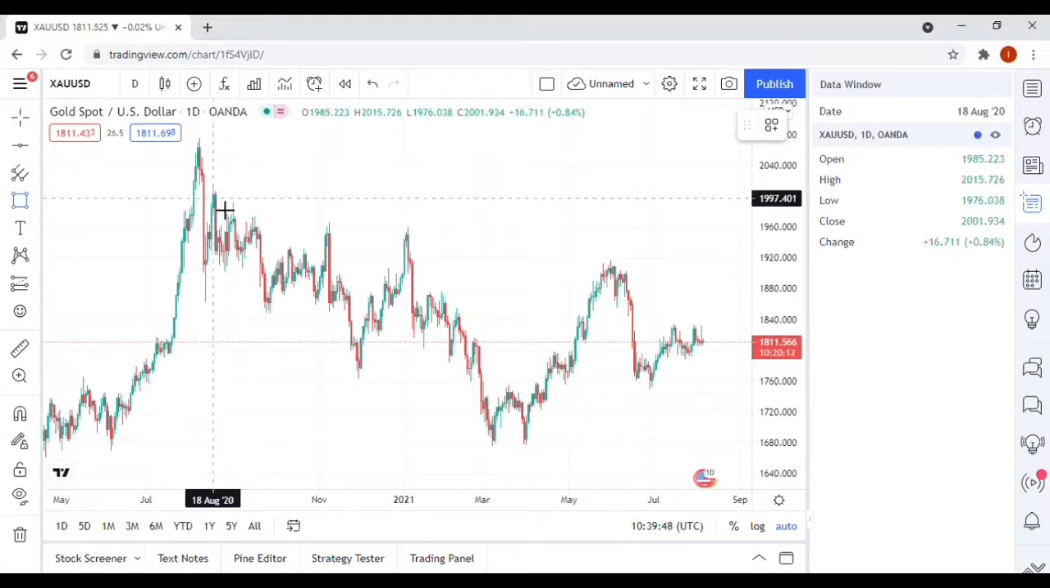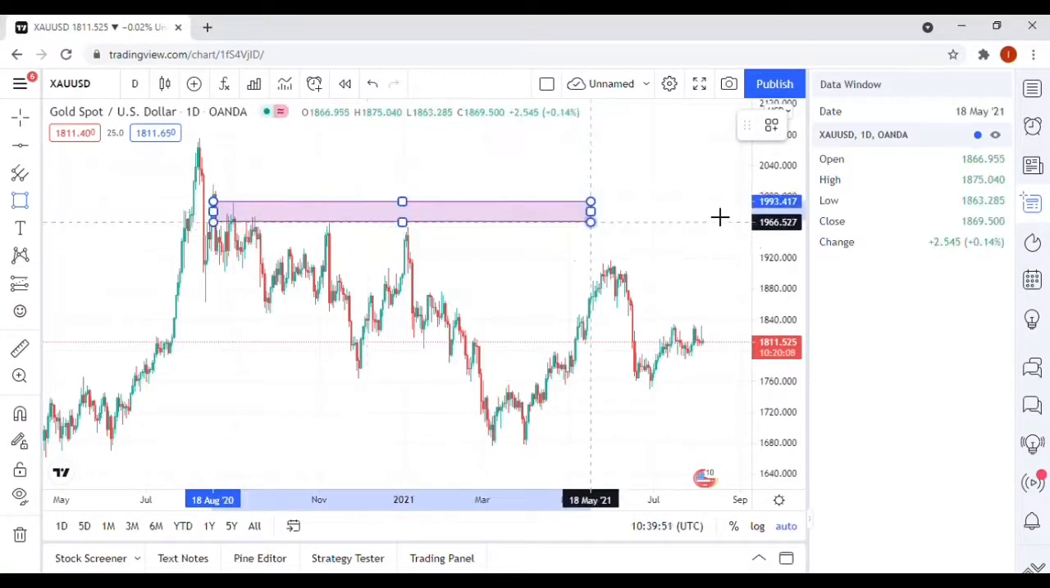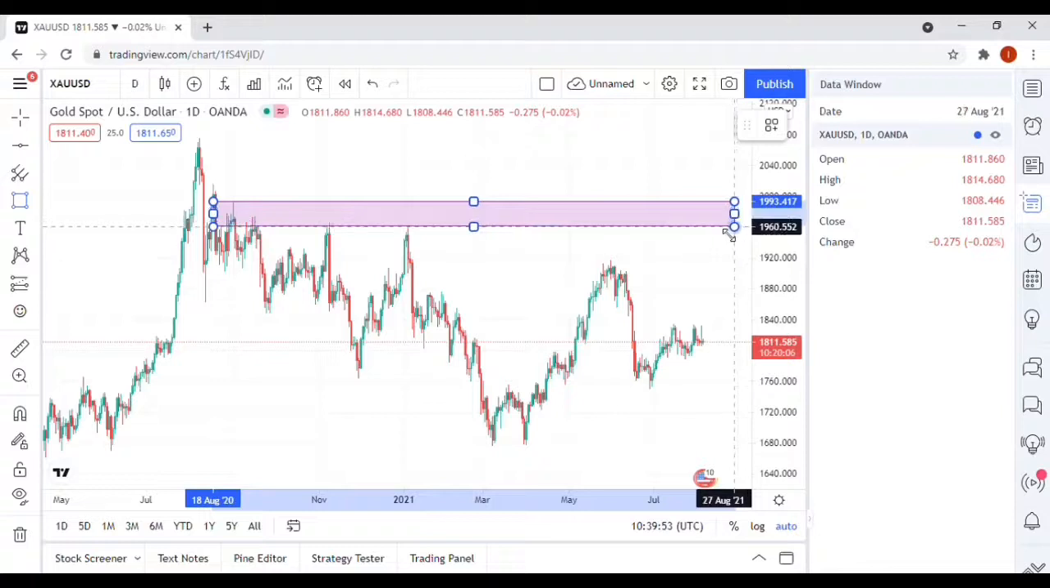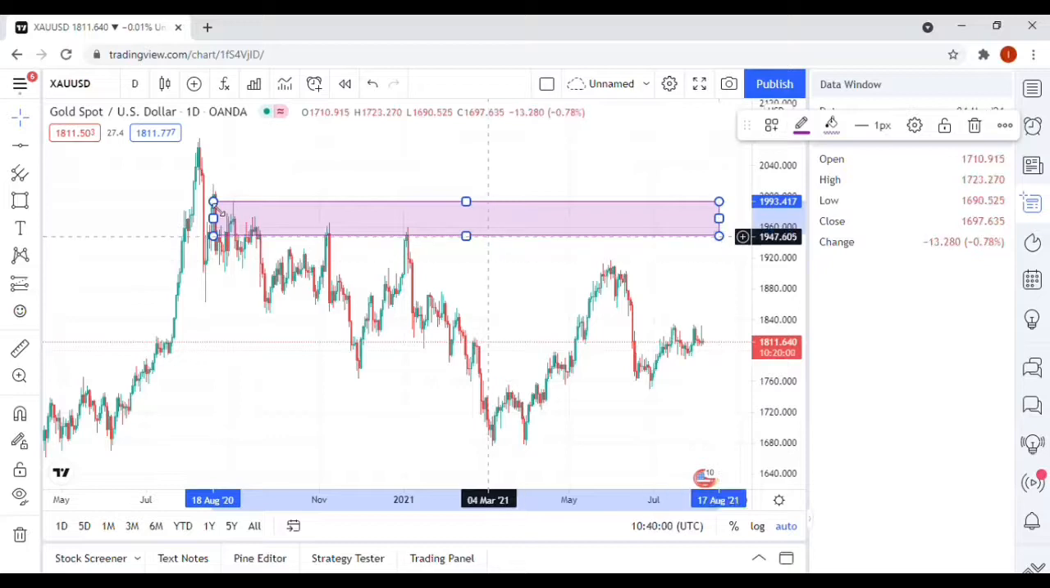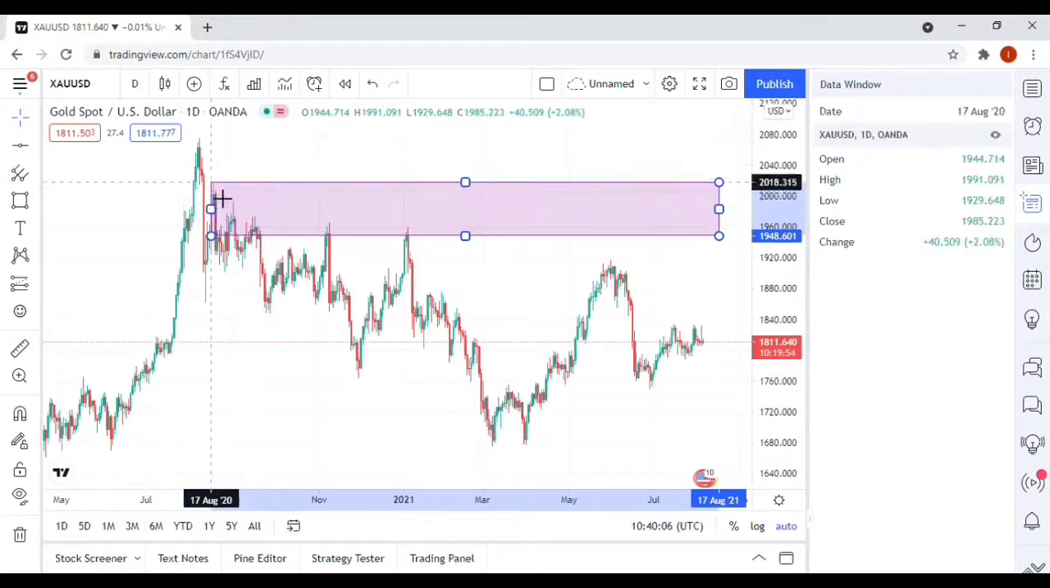So we know this entire zone here is our supply zone. So we expect price to bounce back and go down when it reaches this area. This is the highest point of this zone. Let's just move this right on top of that wick up there.